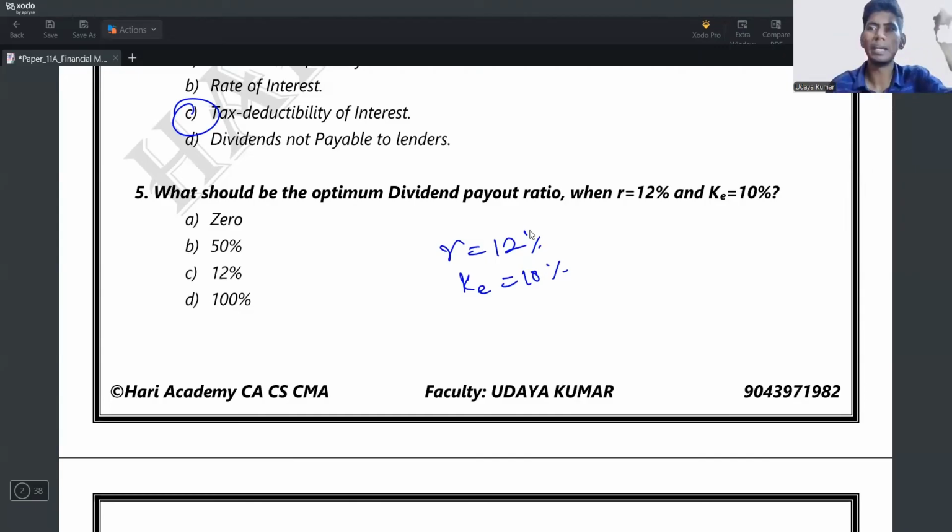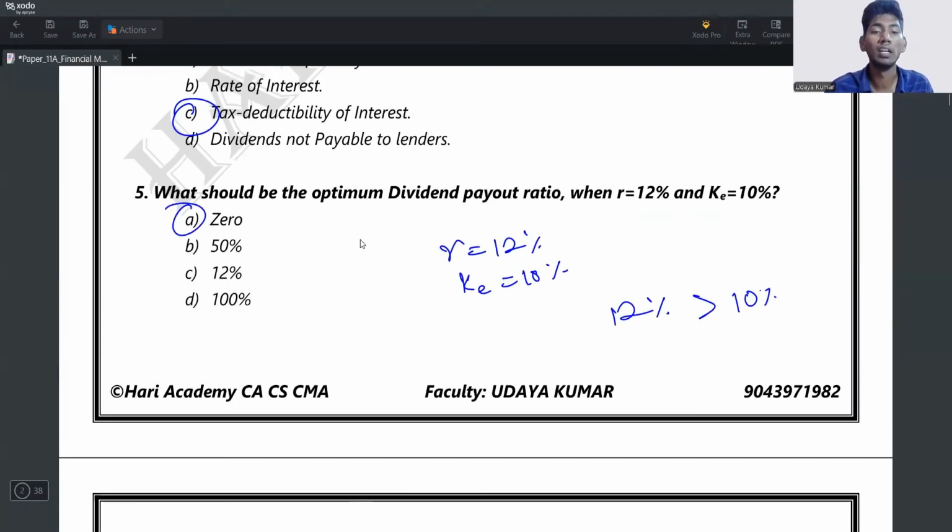There are some propositions we have told you, right? If R is greater than KE, is R greater than KE in this case? Yes, 12% is absolutely greater than 10%. So the company should retain all earnings, and the payout ratio is equal to 0%. When R is greater than KE, the company should retain all earnings. Clear? So the right answer is 0.